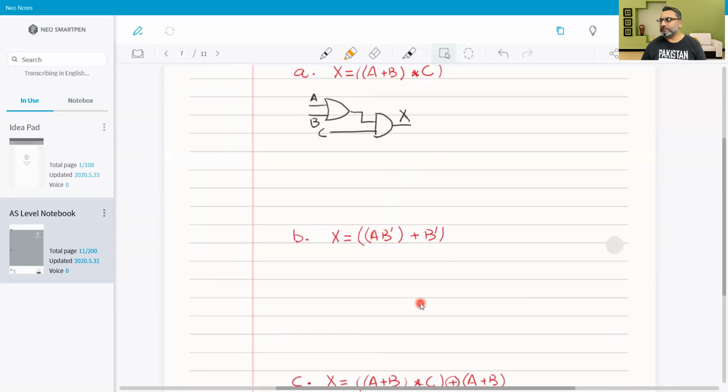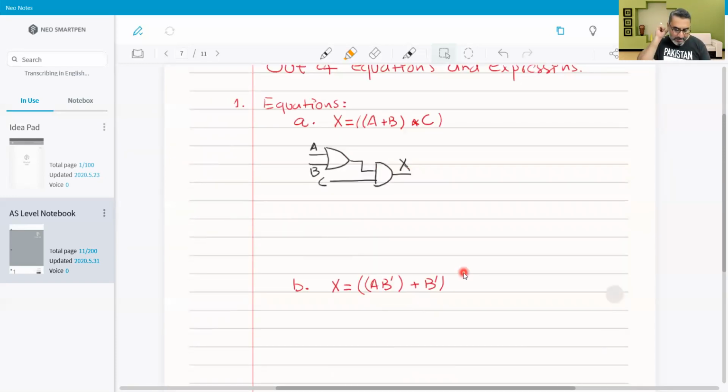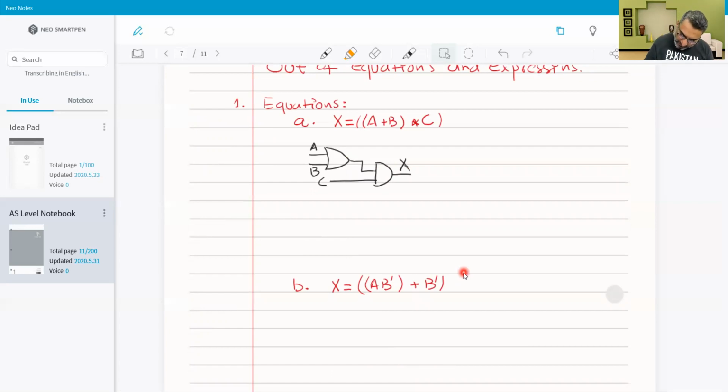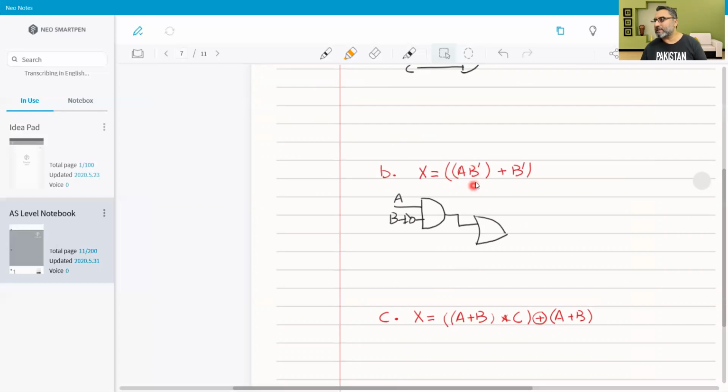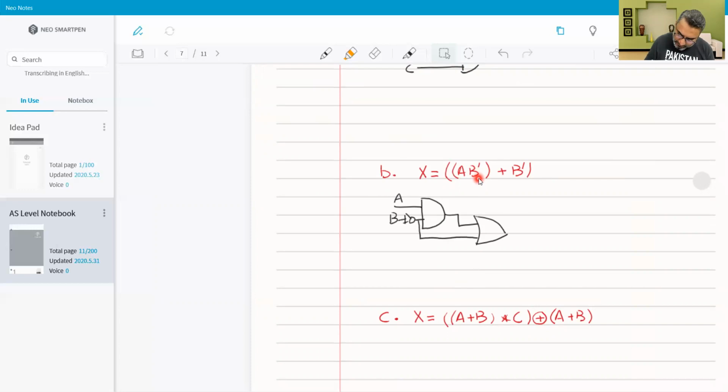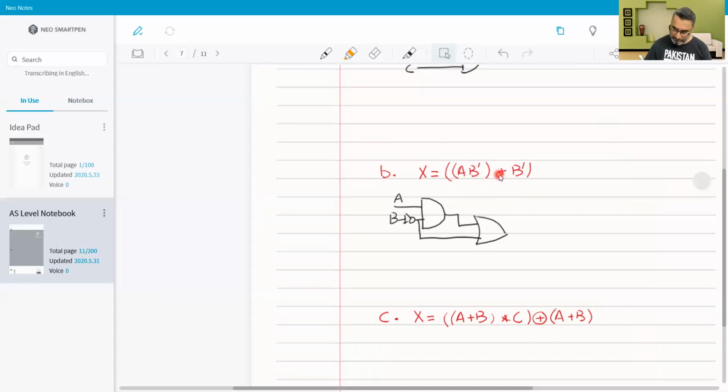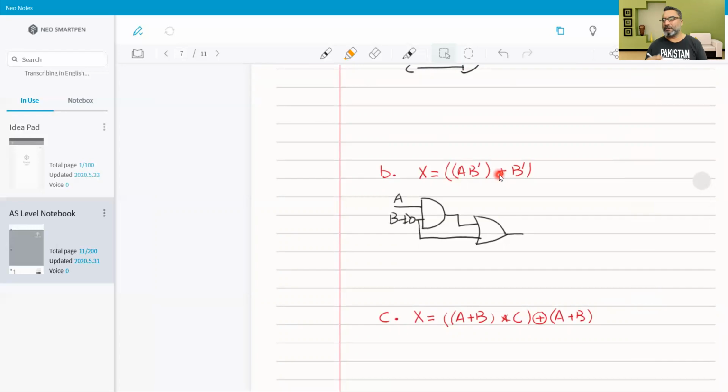Second equation is AB naught. So AB naught, this is AND gate. A and then B naught. AB naught plus, as I said, that if you see something which has already been done, like in this case, B naught is already done. So we will be taking another connection from B naught and we'll be putting it in OR gate. So this way, we would have one B naught serving two inputs.